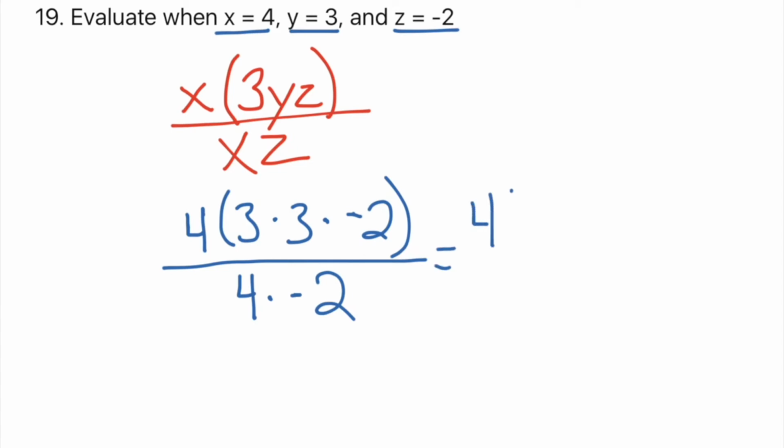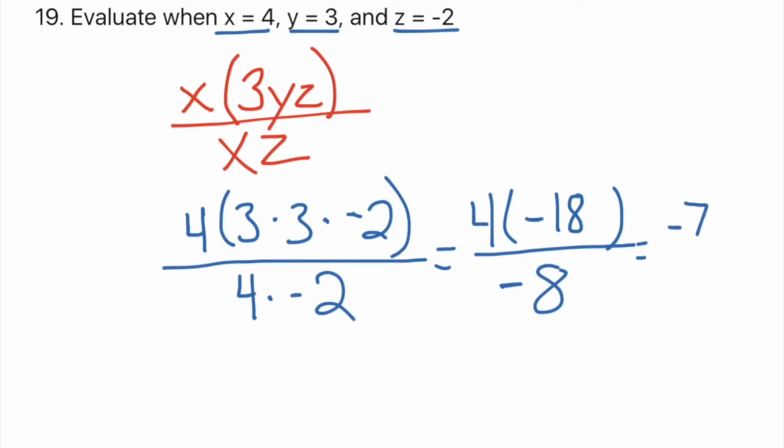So let's start with our top. We have 4, and then in parentheses, we have 3 times 3 is 9, times a negative 2 is negative 18, all over a negative 8. And then let's simplify the top again. 4 times a negative 18 is a negative 72 over a negative 8. And notice I have a negative divided by a negative, so I know my answer is going to be positive. 72 divided by 8 is 9.